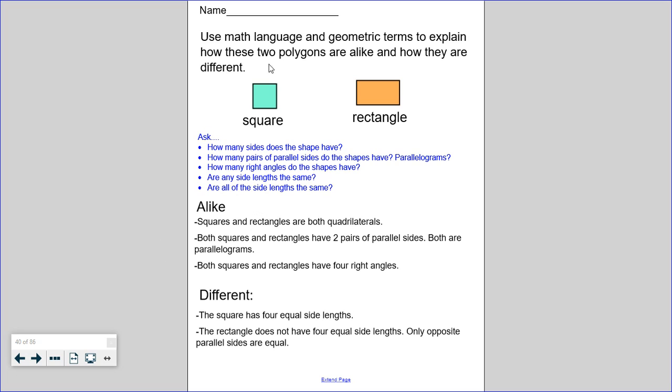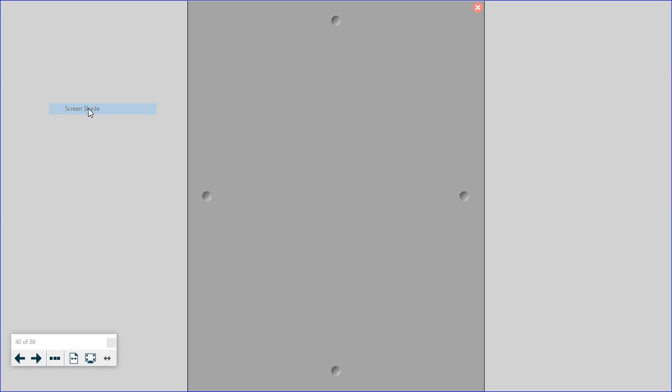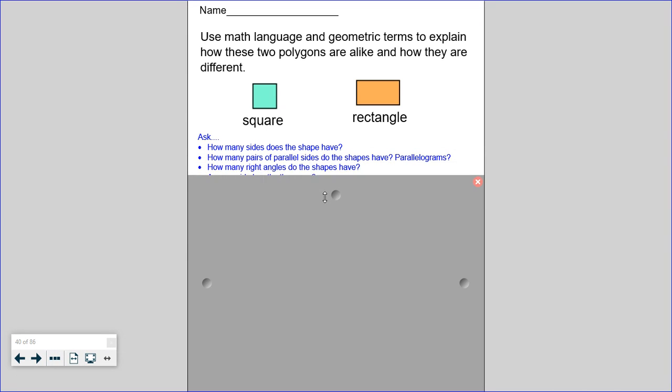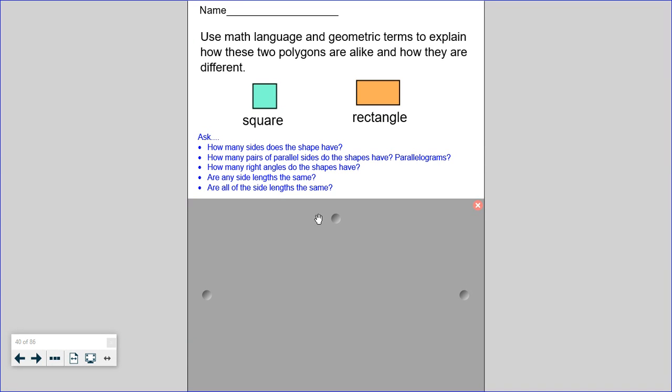Okay, let's try one again. Let's use math language and geometric terms to explain how these two polygons are alike and how they are different. I'm actually going to take the shade. Hopefully you didn't memorize that already because I don't want you to look at the answers yet. All right, here we go.